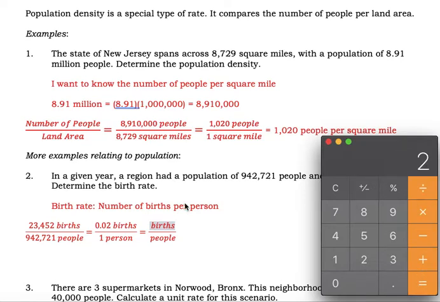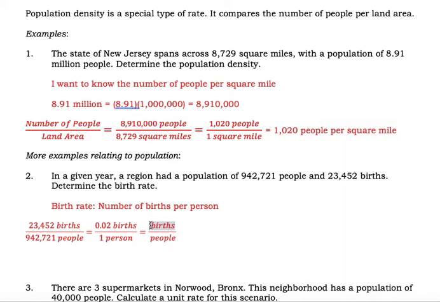When I multiply 0.02 by 100, I get 2. When I multiply 1 by 100, I get 100. This now makes much more sense to me. Now I'm seeing that for every 100 people in this region, there were 2 births. This would be the best rate to use to summarize this information.